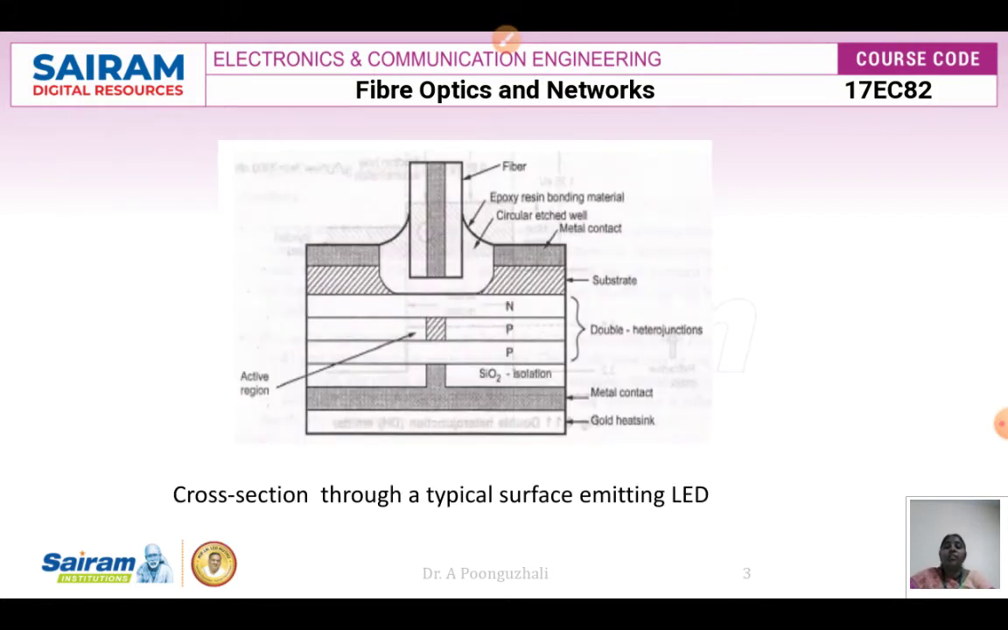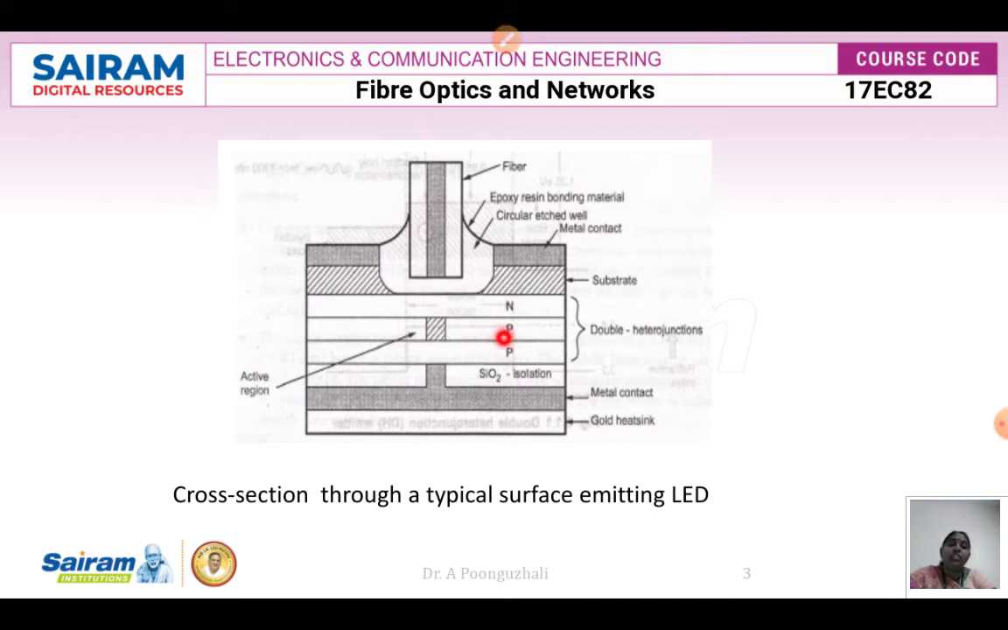Here we have a gold heat sink. Over the gold heat sink we have a metal contact, and over the metal contact we have a silicon dioxide isolation. On this silicon dioxide isolation we have the double heterojunction structure, where we have two different types of materials: a P-type material and an N-type material on either side of the active region.